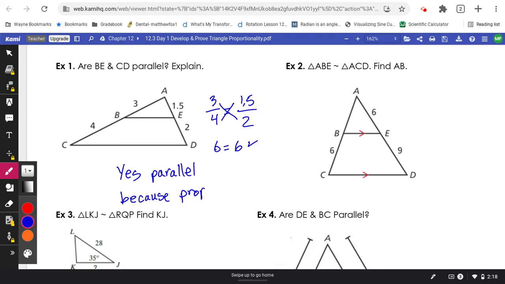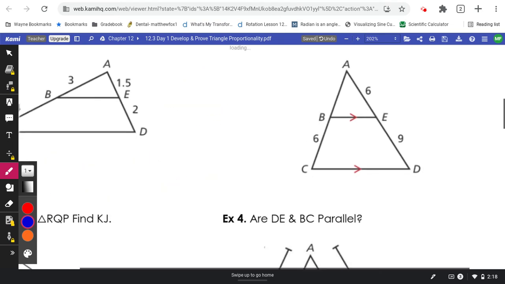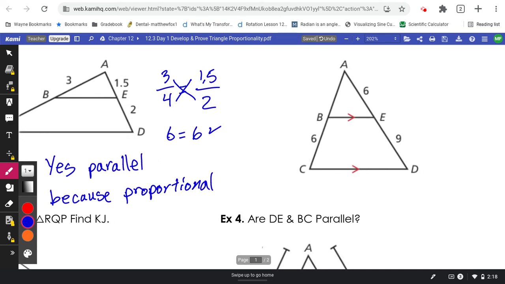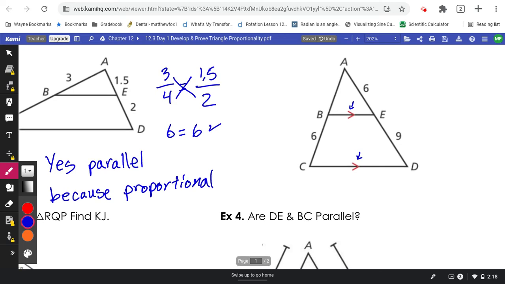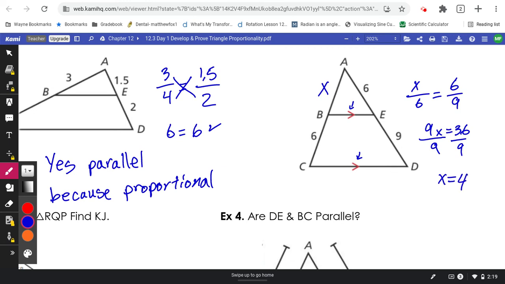So in the same way, on the next one, or kind of the opposite way, I guess I should say, since on the next one we see that they are parallel because of these little red marks, then I want to set the two sides equal to each other as per the proportionality statement. So I can put an x there. I can put x over 6. That would have to equal 6 over 9. So we cross multiply and get 9x equals 36. From here, divide by 9, and we get x equals 4.